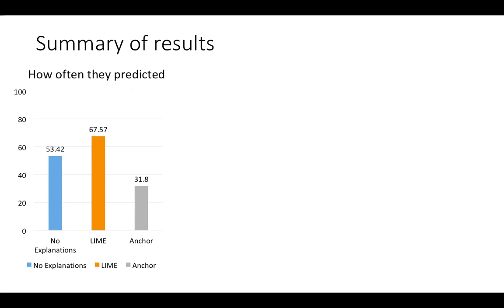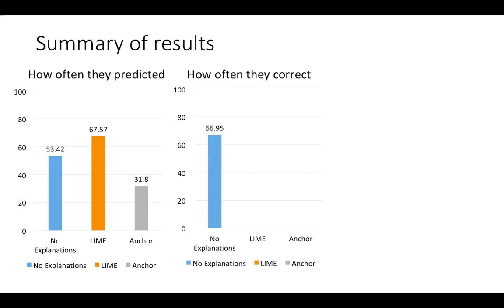However, what is important is how many of these are correct. Out of the 53% cases in which they do a prediction, around 67% are correct. Only 67%. For line, out of the 68% cases that they predict, only 75% are correct. But for the anchors, out of the 32% cases where they opt to predict, 97% are correct. So they are almost always correct.